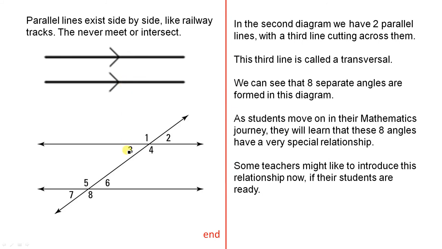And here we have another diagram, but this time we've got this line cutting across. See that line there? It cuts across like that. And we've named 8 different angles: 1, 2, 3, 4, 5, 6, 7, 8. So let's have a look over here. In the second diagram we have two parallel lines with a third line cutting across them. That's the third line here.